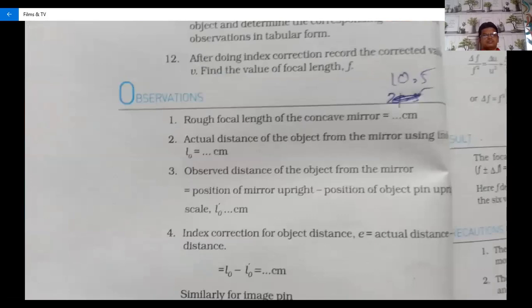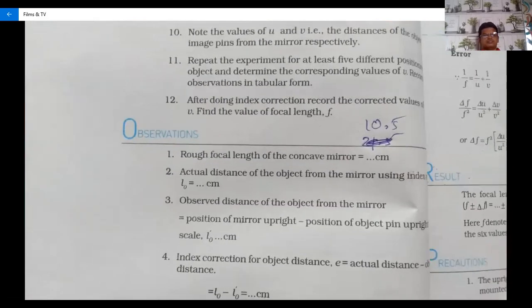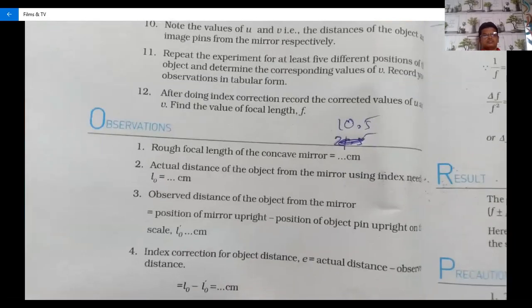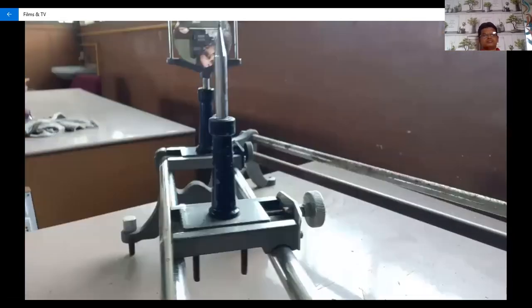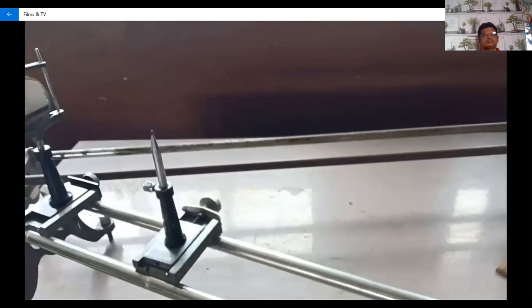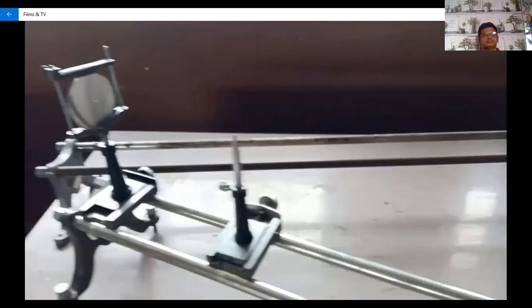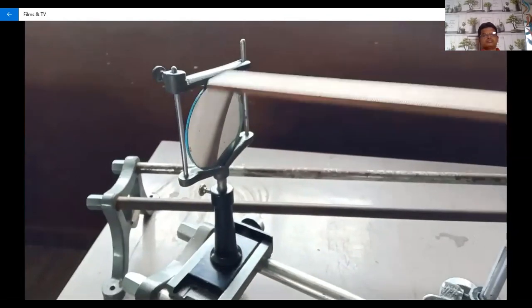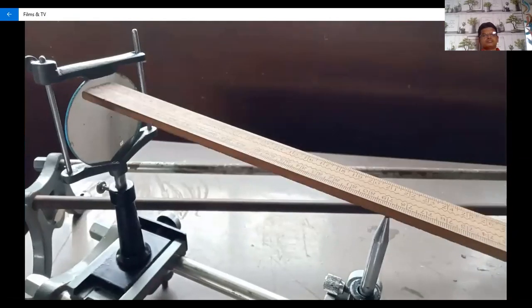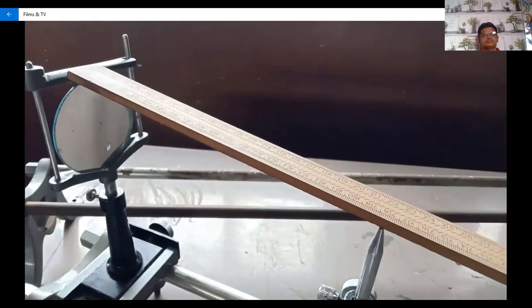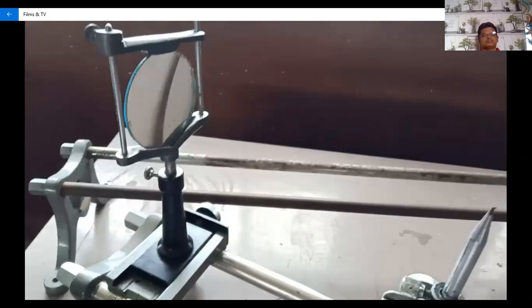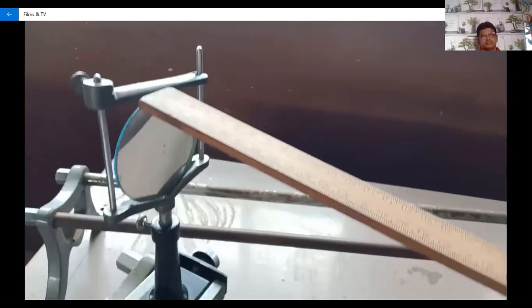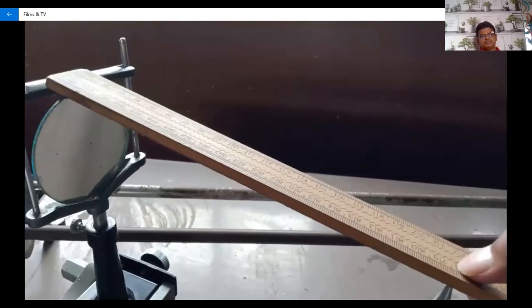Now the next step: you want the actual distance of the object from the mirror using an index needle. So it is possible. Now we set the same position, with the object pin and image pin on a straight line, after you found the focal length using one scale. Now this scale you put with one end on the surface of the mirror and the other end on the pin. Okay friends, so it is the index needle distance. Now we check again.